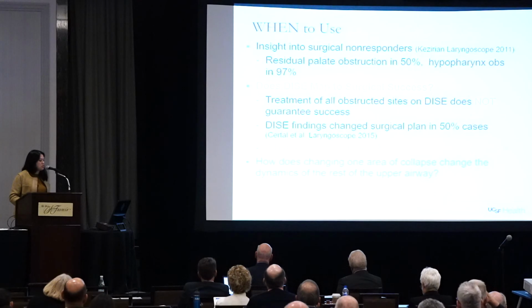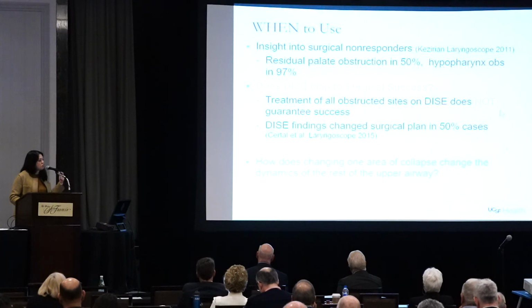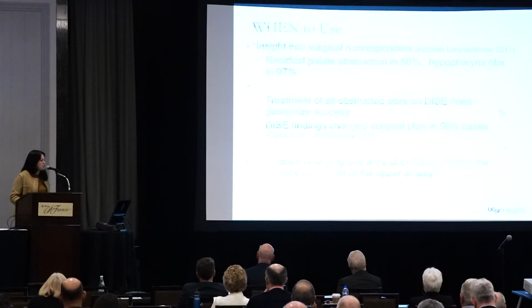When to use it? This was done to look at surgical non-responders, people with recalcitrant OSA after surgery. Does sleep endoscopy map to surgical success? This is controversial. There's studies showing that if you treat all sites of obstruction, it doesn't guarantee success. This is probably because we don't have the perfect surgery to treat all kinds of obstruction yet, or thinking of that has to evolve. And then what we don't know is how does changing one site of obstruction change the rest of the airway, because it's a dynamic system.